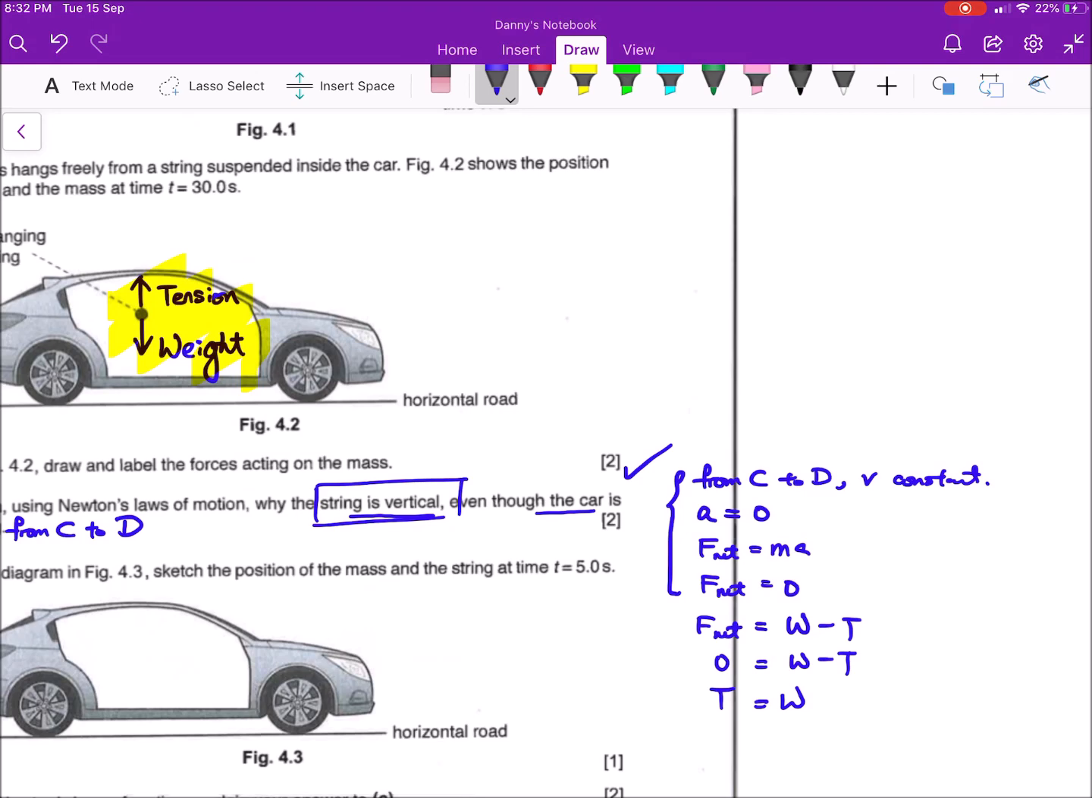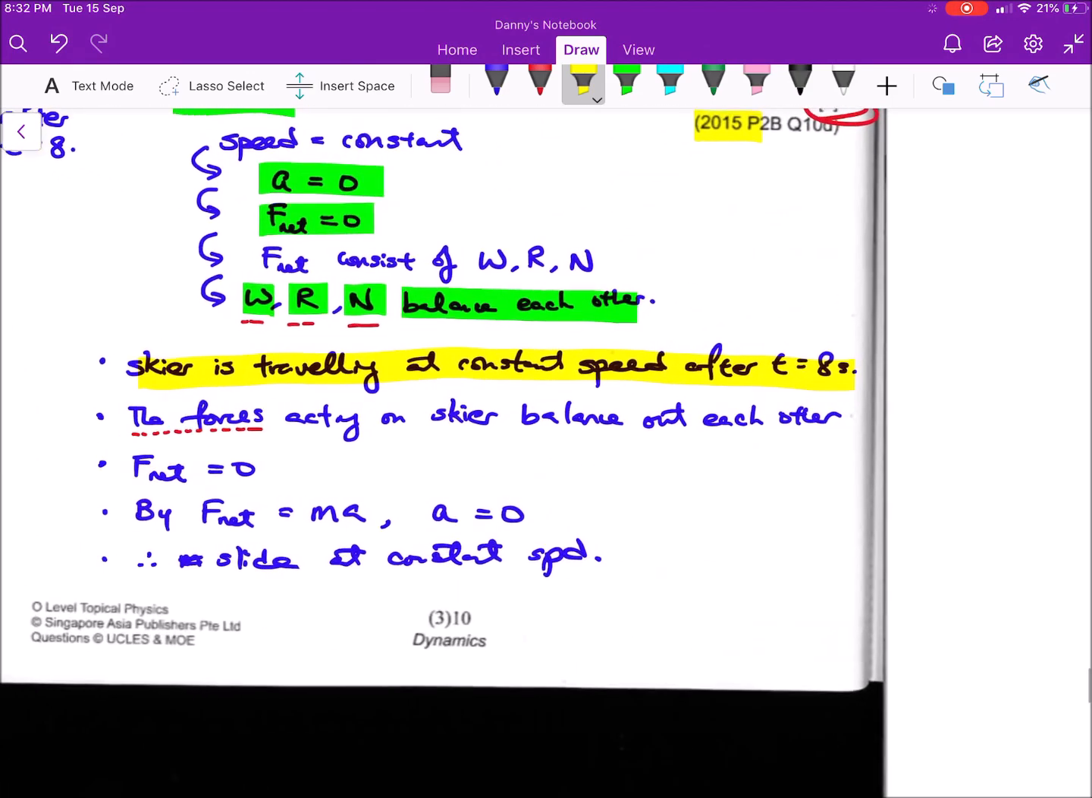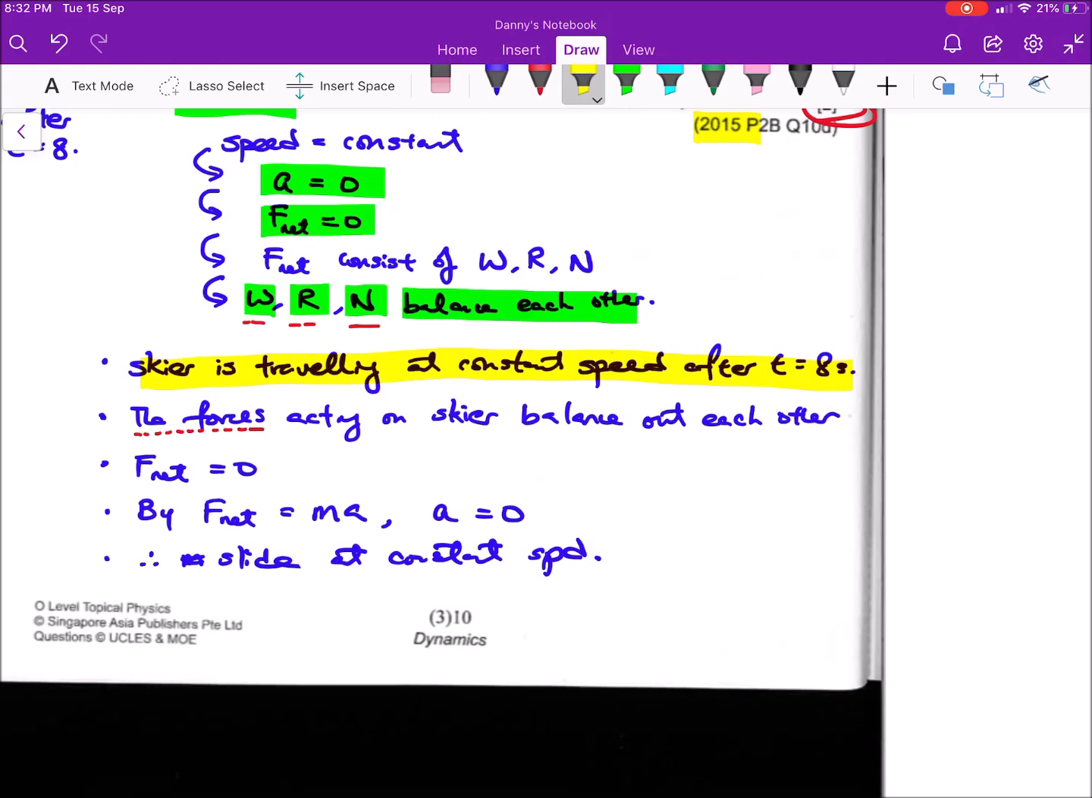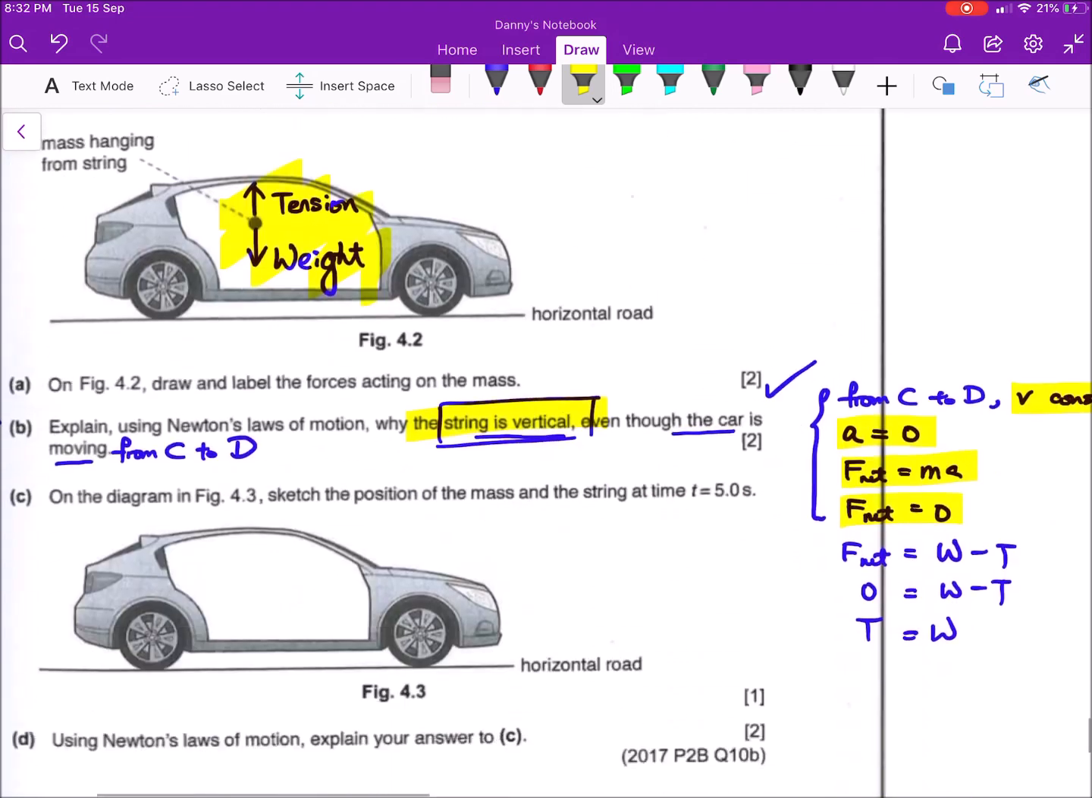So it's 2 marks. What do I do? Well, I just need to say from C to D, V is constant. So I show the examiner that I can read and interpret my VT graph. From there, I convert V is constant to, in terms of acceleration, so I say acceleration is zero. Then after that, I tell the examiner that I know my content, I know Newton's second law, so by F net equals to ma, a is zero, so my F net must be zero. If my F net is zero, it means that all my forces acting on the string and acting on the pendulum bob will be balanced. So if everything is balanced, then definitely the string will be straight, will be vertical, right? So it is very similar to how I handle the case over here. The forces acting on it are balanced. Okay? So it will be very similar.